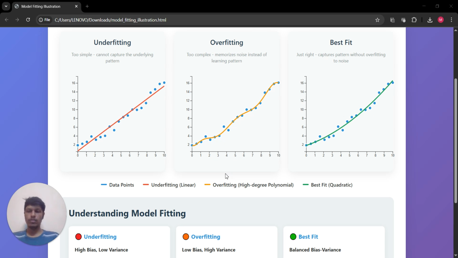So this is the concept of underfitting and overfitting, and it is very important to understand while training any machine learning or deep learning model, since it affects the model's performance.